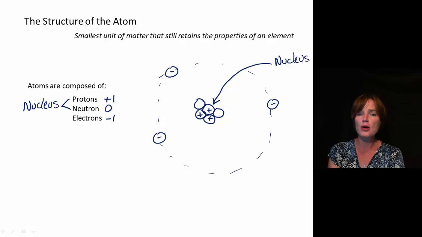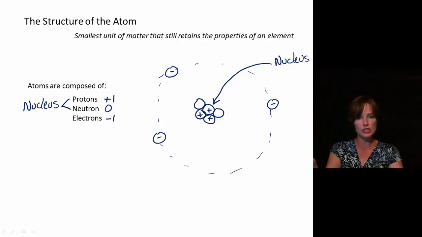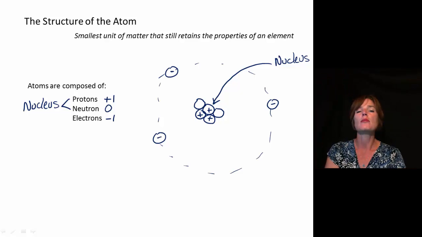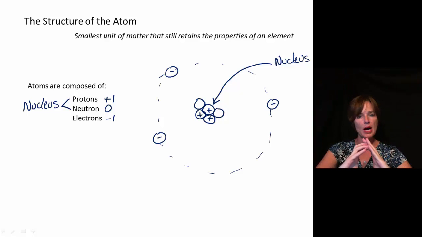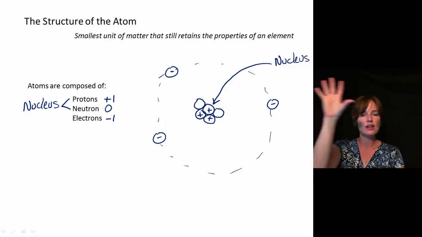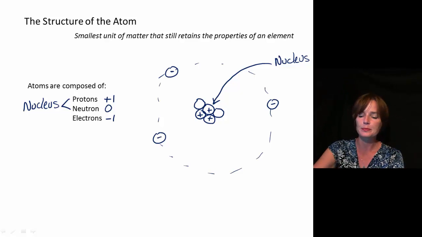So just to sum up what we've got here, atoms are going to have 3 smaller pieces to them. They will have 2 of those, the protons and the neutrons, located in the nucleus. So that's the very center. And then those electrons are going to be just spinning around the outside in constant motion. So a positive center, a negative area on the outside.